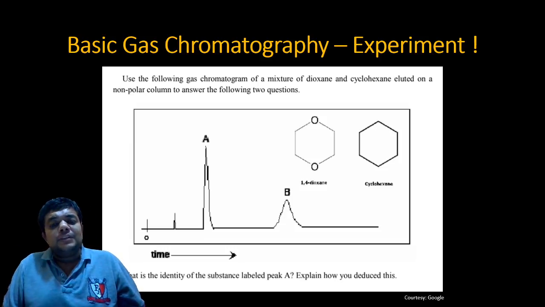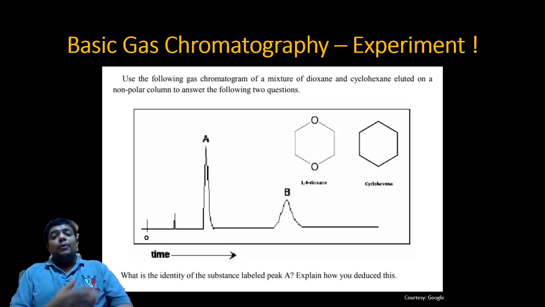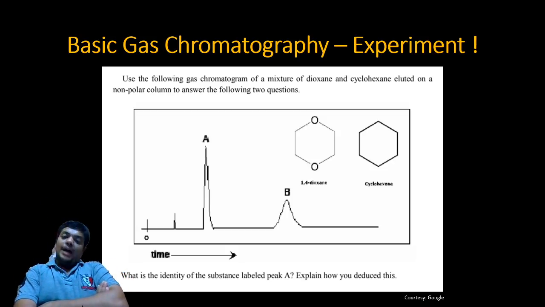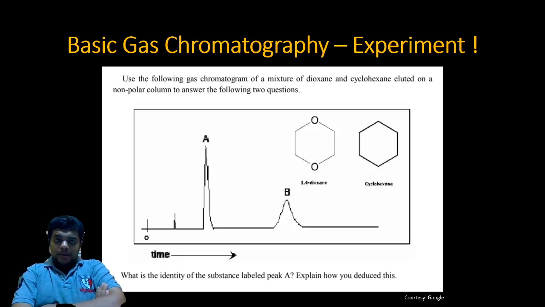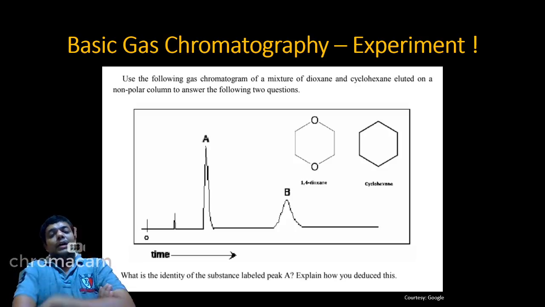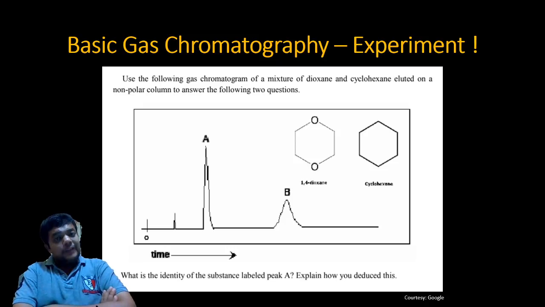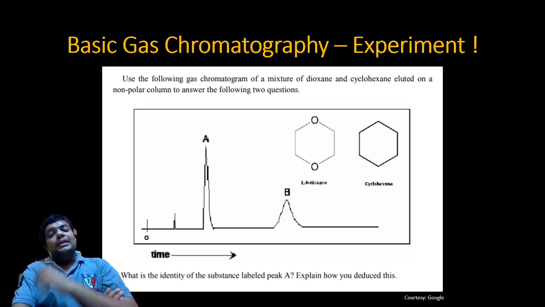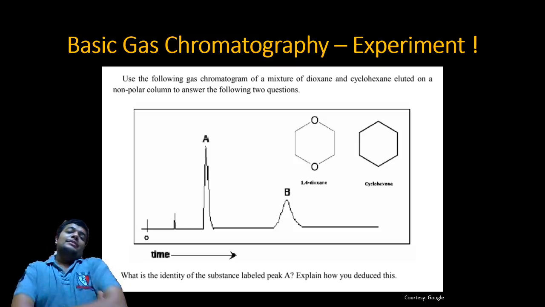What is the identity of the substance labeled A? And explain how you deduce this. A is 1,4-dioxane because A is comparatively less non-polar and more polar, whereas our stationary phase is non-polar. Therefore it will attract the non-polar more and so that will come out late, whereas it will attract less the less non-polar or polar one, that is 1,4-dioxane, and it will come out early. Therefore 1,4-dioxane comes out first and it is represented by A, and cyclohexane comes out next and it is represented by B.